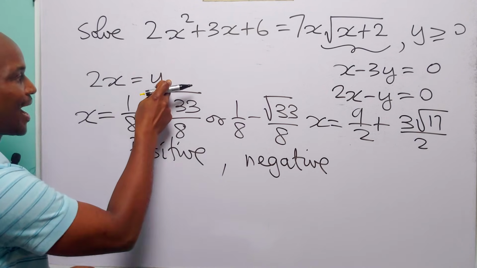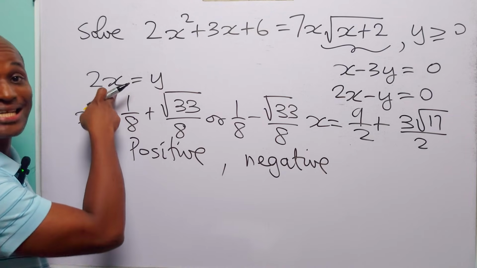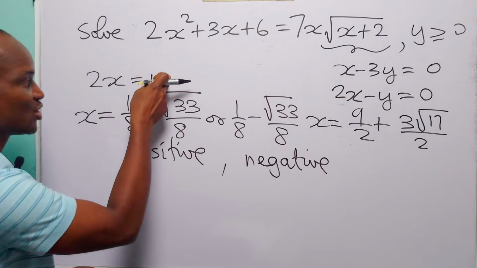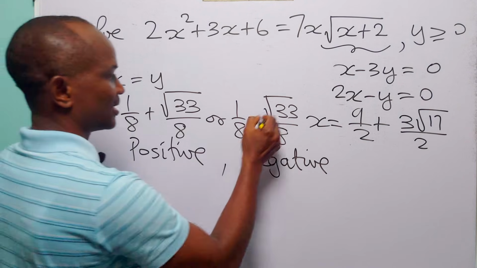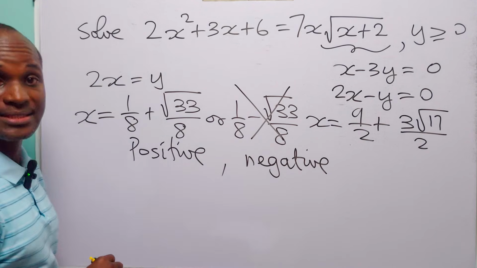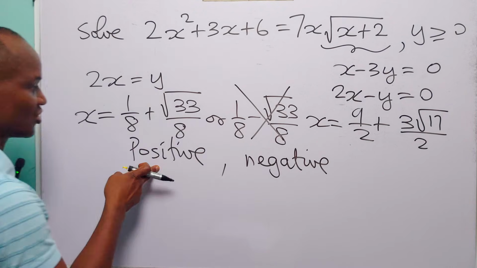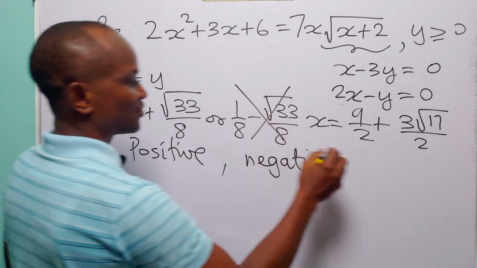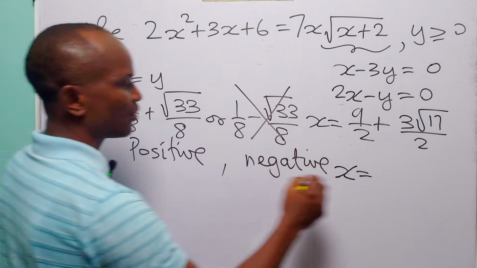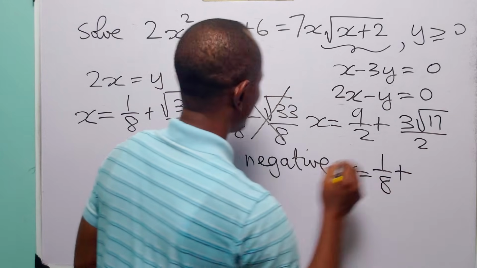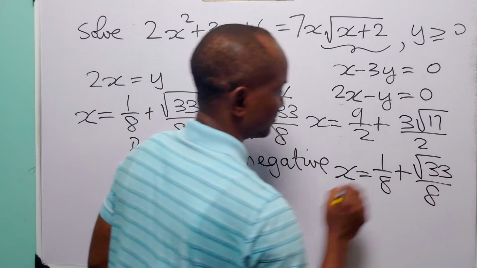Once more, we go back to this equation. You can see that y must be positive. So there is no way that a negative value of x is going to give us a positive value of y from that equation. So that means that this value of x is unacceptable. The only value of x that satisfies this equation is the positive value. So that we have that the second value of x that satisfies this equation is 1 over 8 plus root 33 over 8.